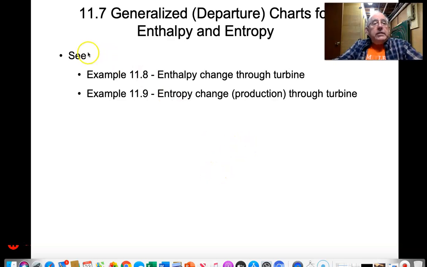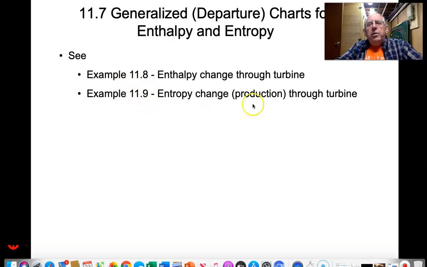And so in the textbook, there are a couple of examples showing how one can use the departure charts for enthalpy as well as for entropy to look at the work that's developed in a turbine. And again, instead of just assuming an ideal gas enthalpy change, which represents the work of the turbine, we now have a real gas change of enthalpy representing the work of the turbine.